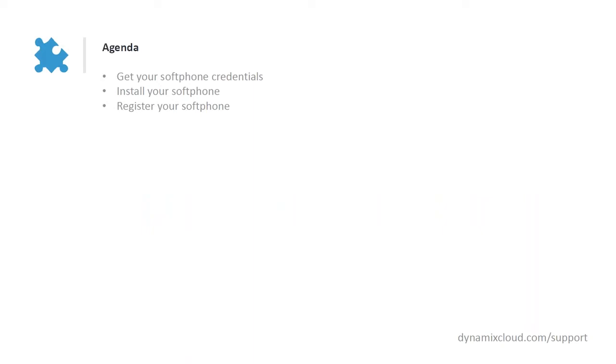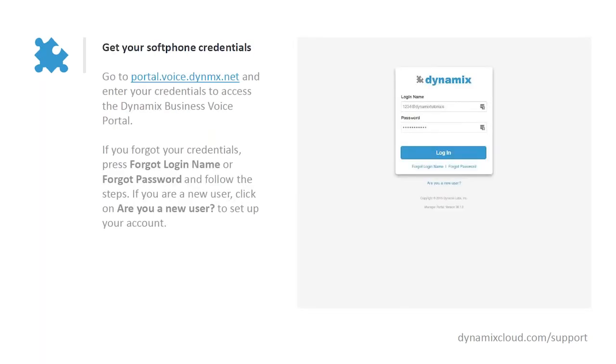This webinar contains 3 sections to keep it simple. The first one will be get your softphone credentials. You will need these credentials to register the softphone once you have installed the software. The second one is install your softphone. And the third one will be register the softphone with the softphone credentials from the first section. We will start this webinar by getting the softphone credentials.